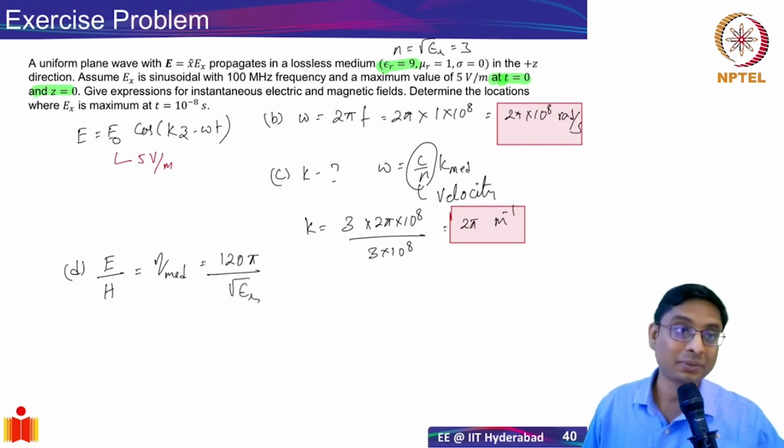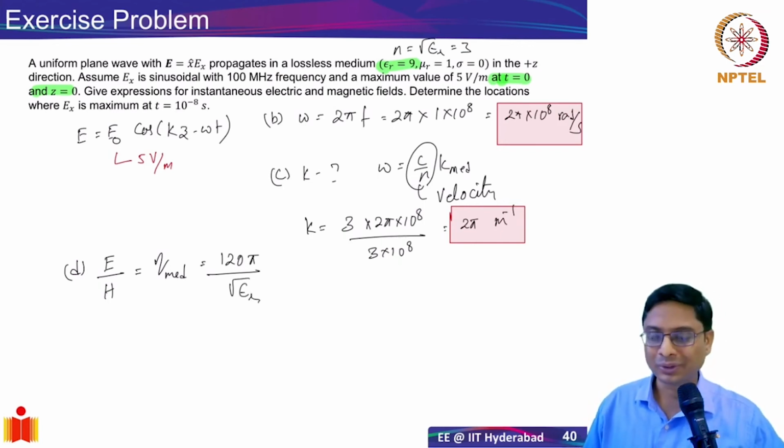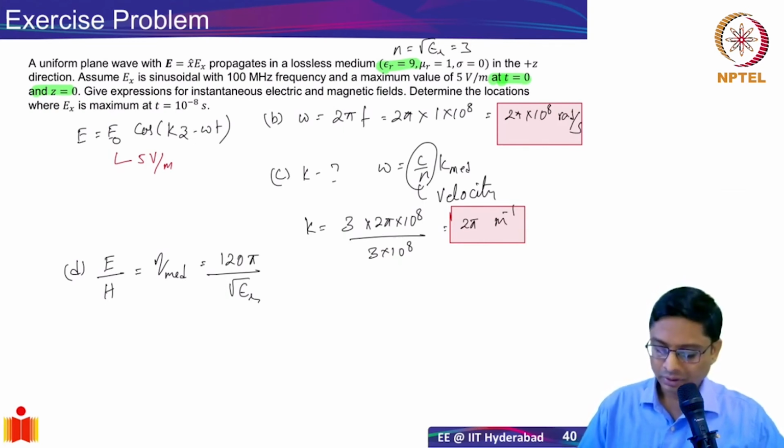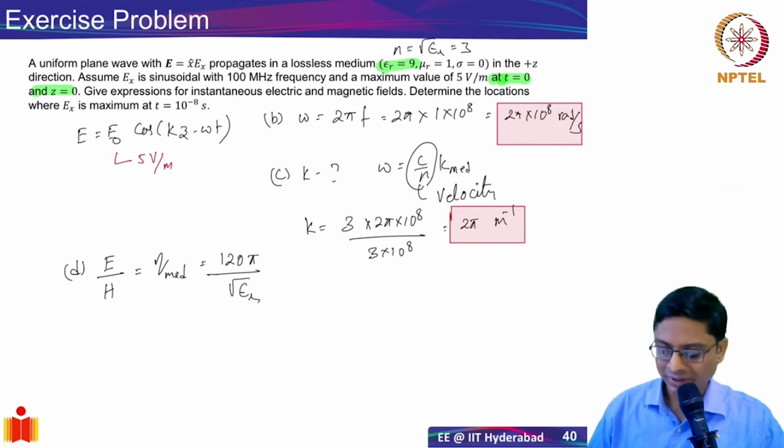In this case we are not having mu. By the way, if you have mu also, mu relative is 1. If mu is not 1, then it makes some variations. But right now let's assume that it's a simple dielectric. So now my ratio of electric and magnetic fields is going to be equal to 120 pi divided by root of 9, which is 3, so this is going to be 40 pi.